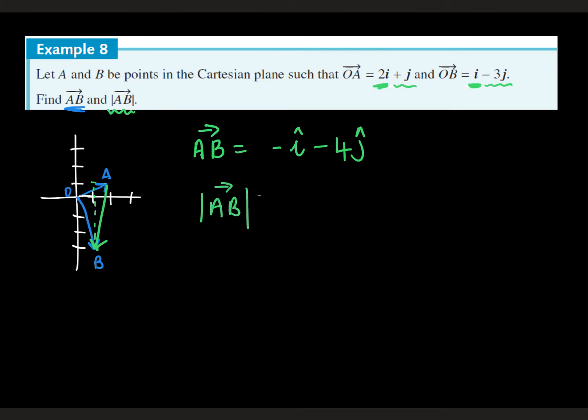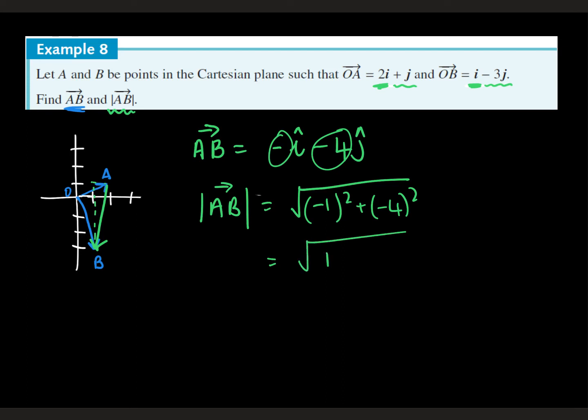Next question asks me to find the magnitude of vector AB. Okay, remember the magnitude there. I'm just going to find how long it is, and all I use is Pythagoras for that. So it's the square root of this thing squared, negative 1 squared, plus negative 4 squared. That equals the square root of 1 plus 16, which equals root 17.